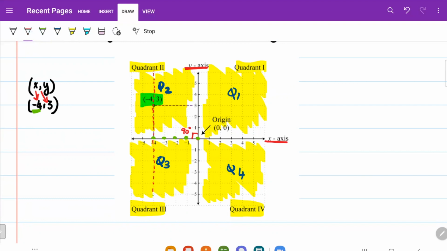Similarly, let's do the same process for the y. Here we have y equals 3, which is here: 0, 1, 2, and 3. Let us now draw a horizontal line that goes through point 3 on the y-axis. As you can see here, they intersect at this point, which is (-4, 3), which shows the location of (-4, 3) on this graph here.